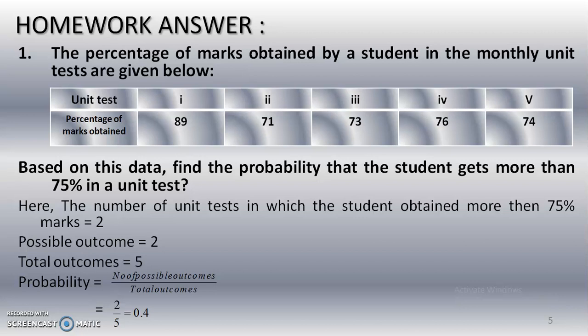So here the number of unit tests in which the student obtains more than 75% marks equals 2, which are 89 and 76. Got it? So possible outcomes equal 2 and total outcomes 5, because there are a total of 5 unit tests. So probability equals number of possible outcomes divided by total outcomes, so 2 divided by 5 and the answer is 0.4. Got it? So go to the next.